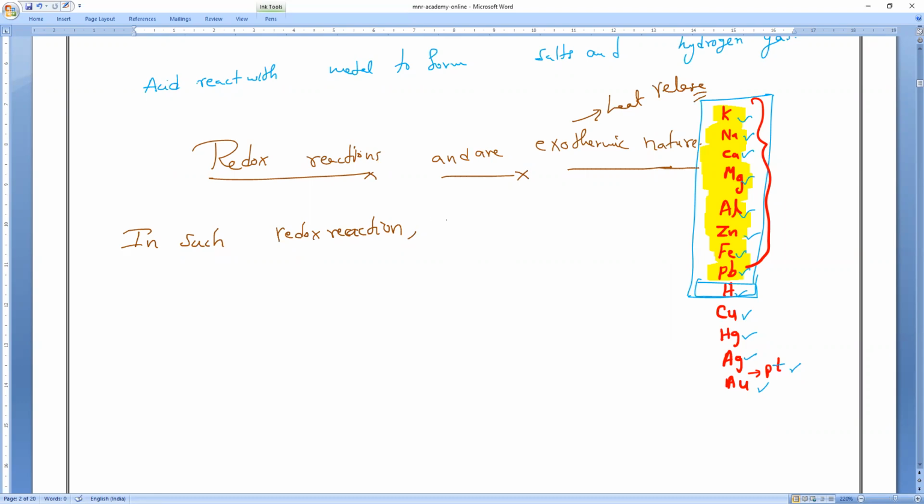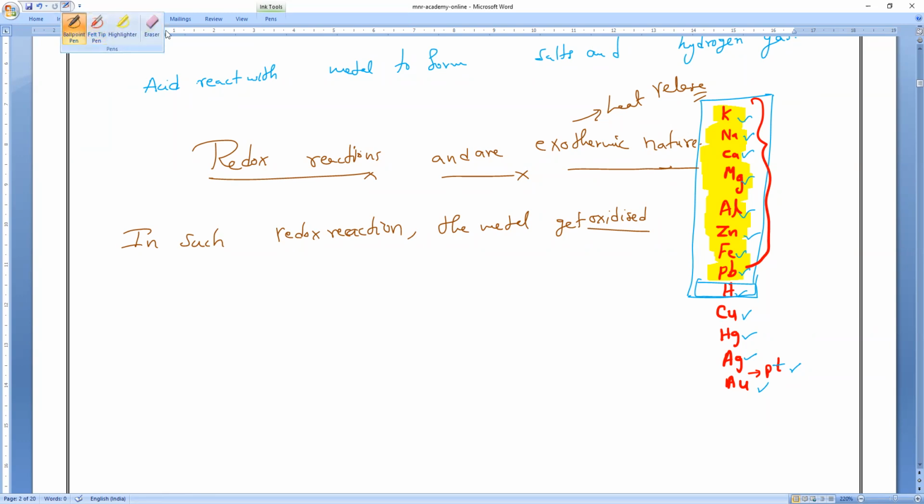So in such redox reactions, the metal gets oxidized. Here I mentioned getting oxidized. Do you remember? From this reaction, you can identify which is oxidizing and which is reducing. So who will get oxidized? Metal, because metal will donate the electrons.